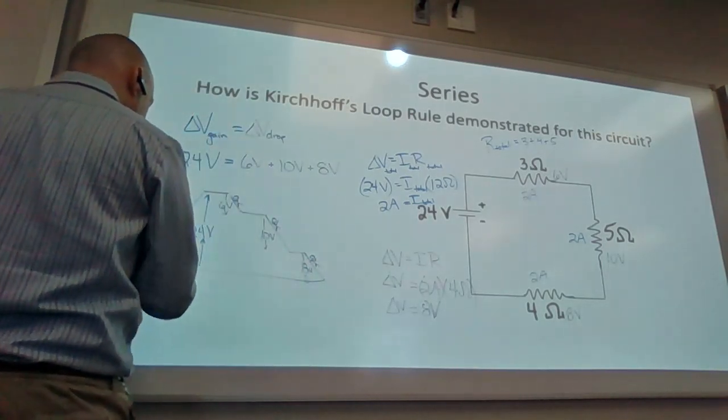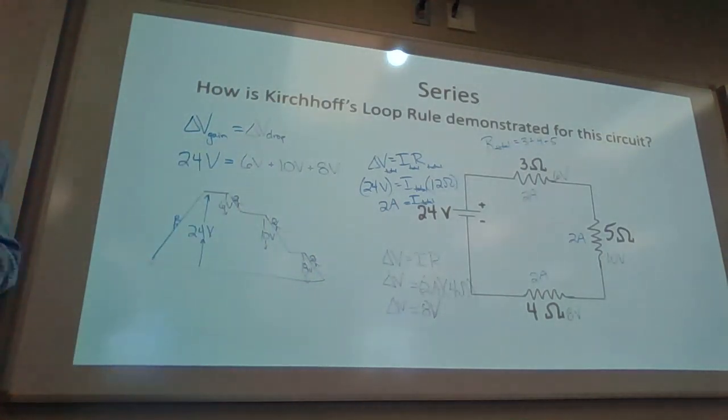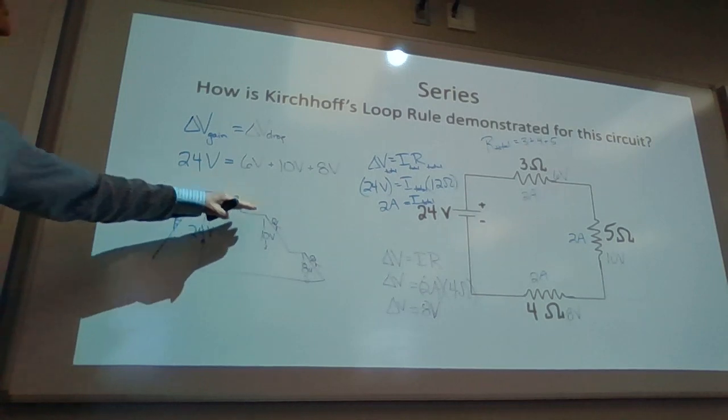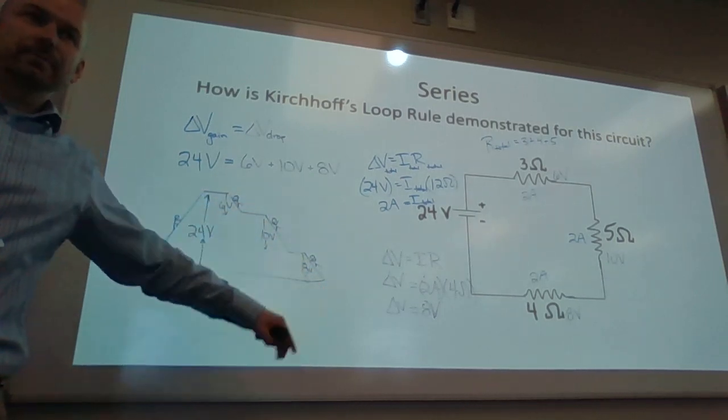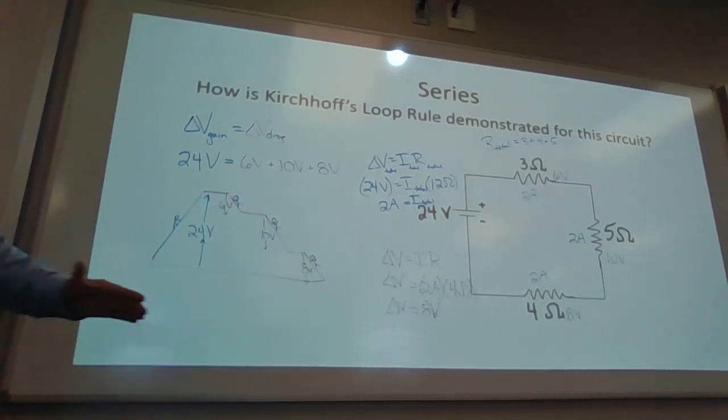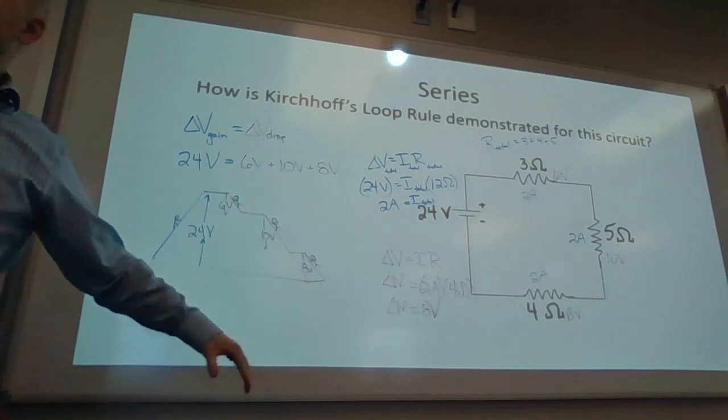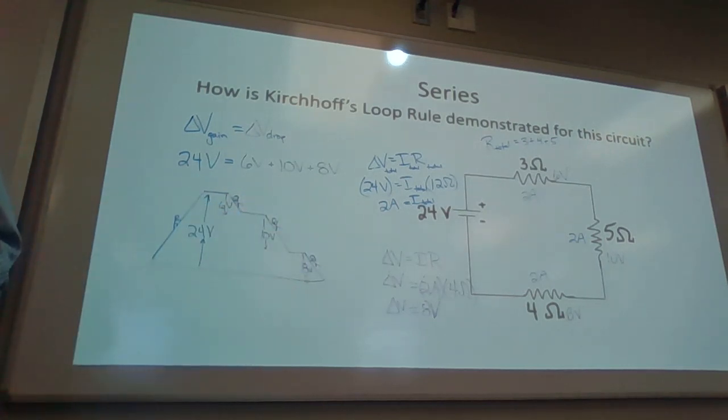You come back around and you go up 24 again. Okay, the voltage gain equals the sum of the voltage drops. So in a series circuit, you're adding up the voltages. Good with that? Any questions there?